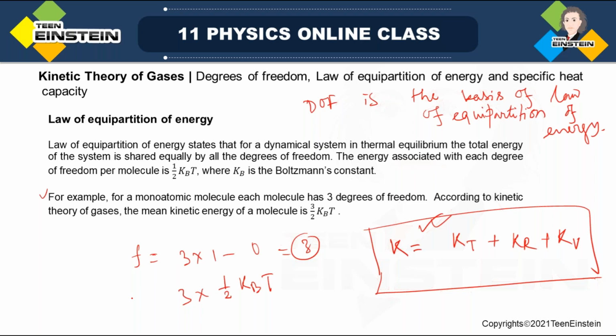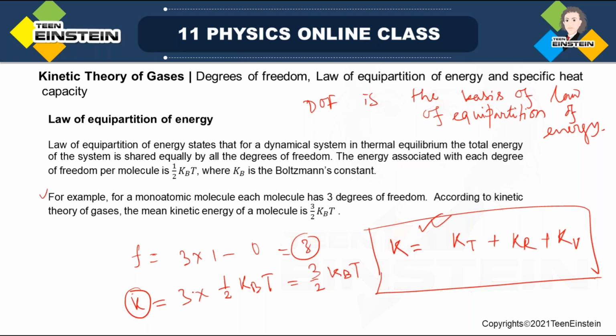So what is the total kinetic energy? Total kinetic energy will be 3 by 2 kBT. Each degree of freedom is carrying 1 by 2 kBT, or half kBT. There are 3 degrees of freedom, so there will be 3 by 2 kBT per molecule. So this is the total energy of a monoatomic gas. According to the kinetic theory of gases, this energy is the mean kinetic energy of a molecule.